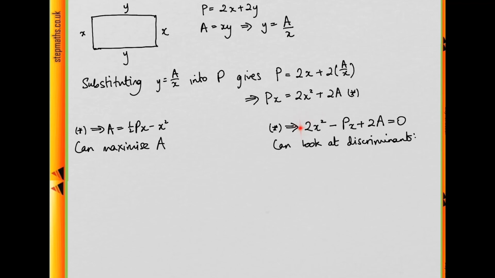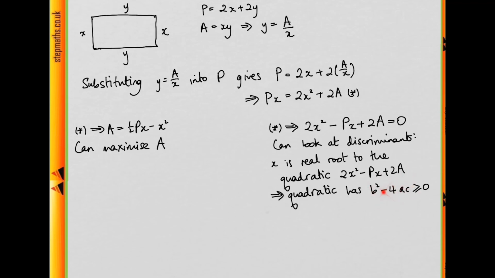So we can see that this is equal to 0, and therefore x is a root to the quadratic 2x squared minus Px plus 2A, and we know x is real because it's representing a length. And if this quadratic has real roots, then we must have its discriminant being greater than or equal to 0. And okay, what is the discriminant of this quadratic?